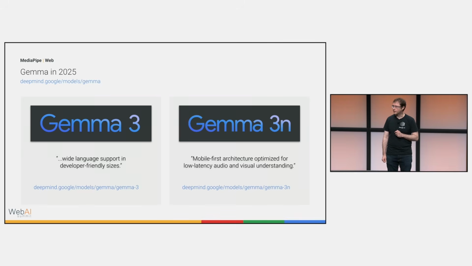So Gemma 3 provides wide language support in developer-friendly sizes, making it ideal for really pushing our text processing capabilities to handle a wide variety of use cases. Gemma 3N is a mobile-first architecture optimized for low-latency audio and visual understanding. So even though Gemma 3 has vision capabilities too, Gemma 3N seems like a great choice for our first forays into the handling of mixed or multimodal input types.